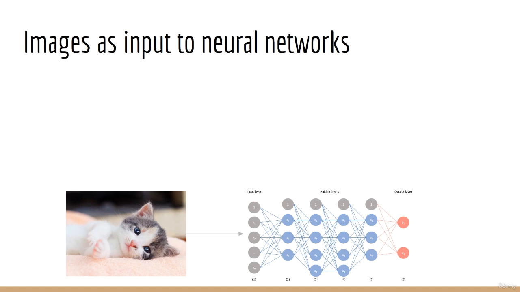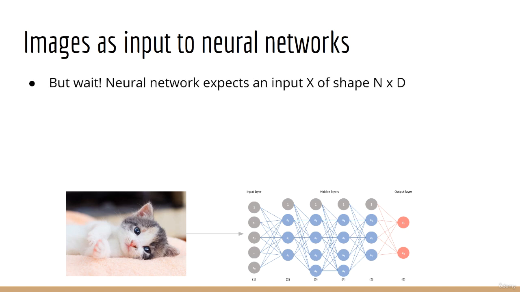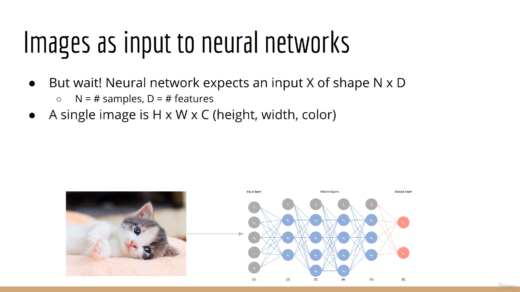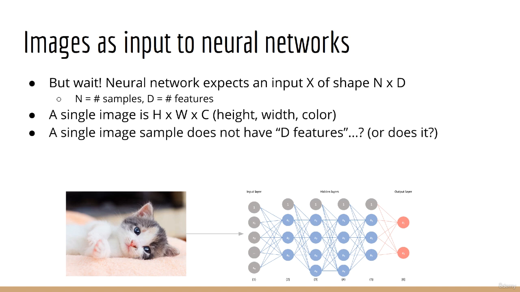So far, we've discussed how images are represented in a computer. However, this still begs the question, how is an image represented as input into a neural network? If you recall, our input data is usually represented by a matrix X of size n by d, where n is the number of samples and d is the number of features. But this doesn't make sense in our case. If we have an image sample, how can it have d features? An image itself is a three-dimensional object.